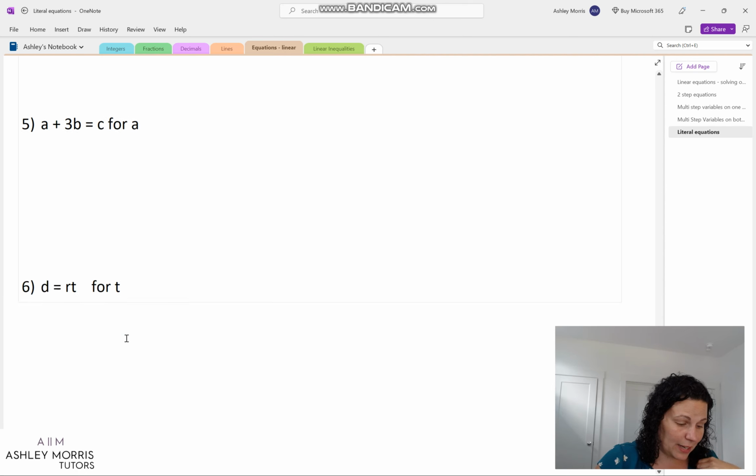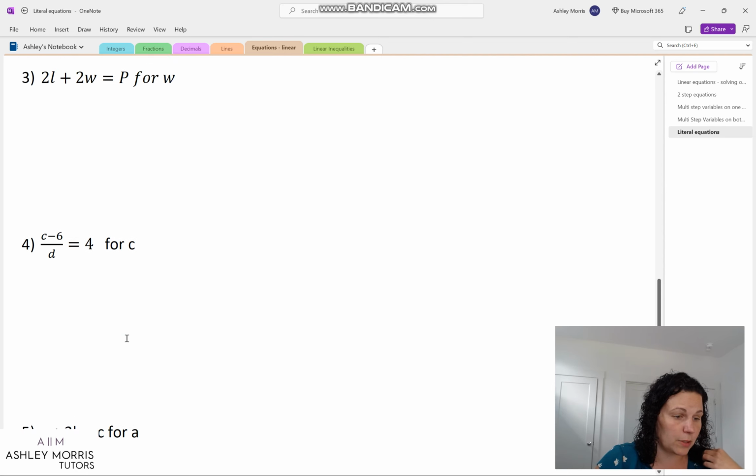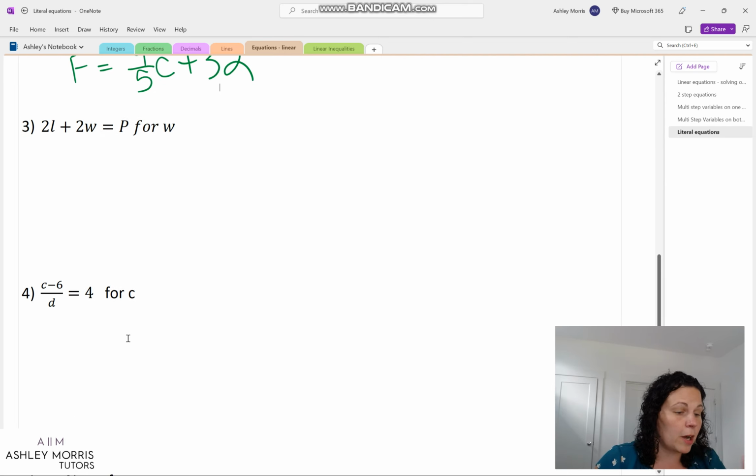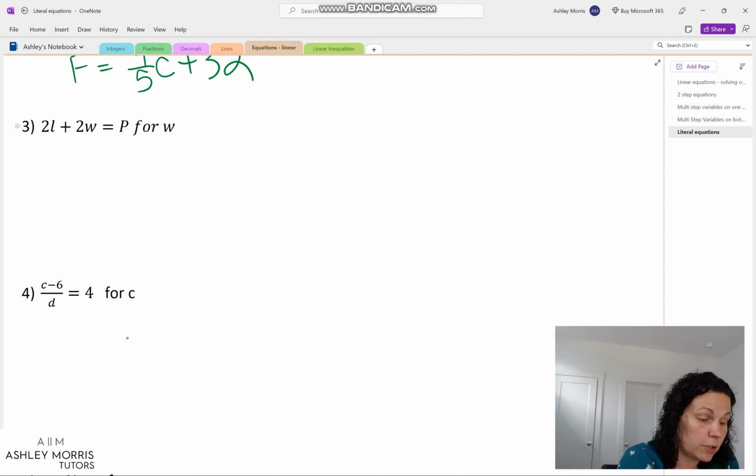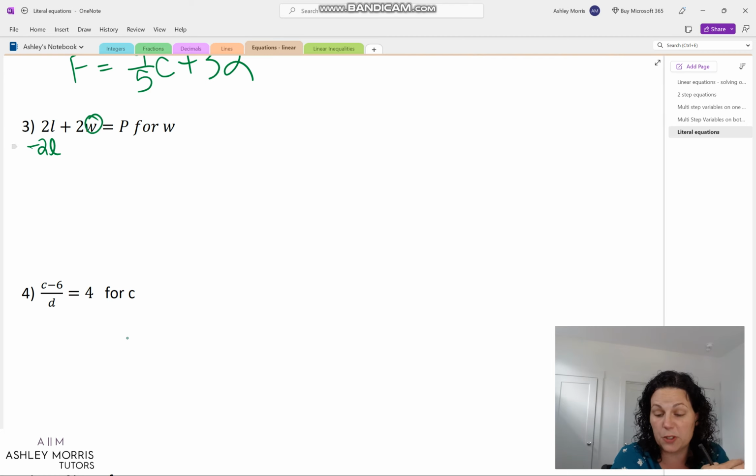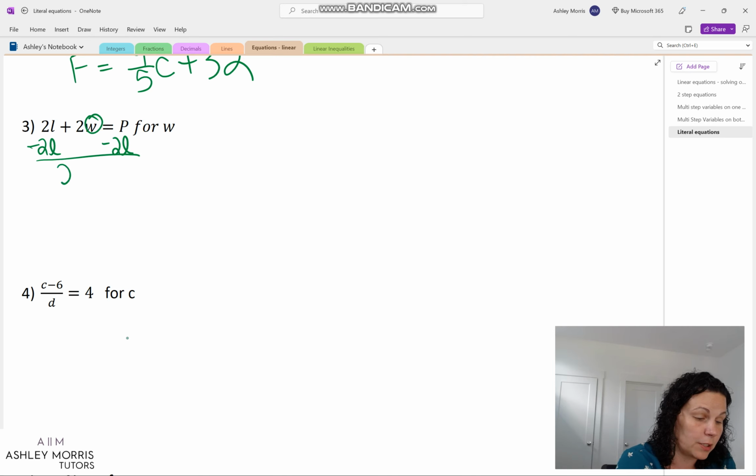All right, I've got all the way to 6. So whenever you're ready, you can pause. So 2L plus 2W equals P. This is actually the perimeter of a parallelogram. Well, a rectangle. So we're going to get the W by itself. So if you want, you can circle that W. We're going to subtract 2L. How do you undo that, like positive 2 in the front? You would subtract it. So instead of subtracting just a 2, we're going to subtract a 2L.